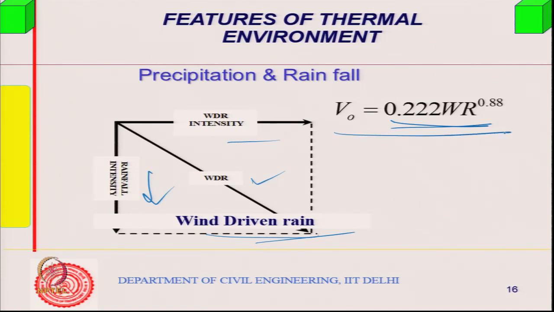So, whatever it is, V0 is 0.222 W R, where W is the wind velocity and R is the rainfall intensity. This is an empirical equation that gives you the rain flux. Again, I said I will not discuss wetting and drying; even 42 hours of lectures is not sufficient for that. But I wanted to introduce these parameters to you when we are looking at the subject.